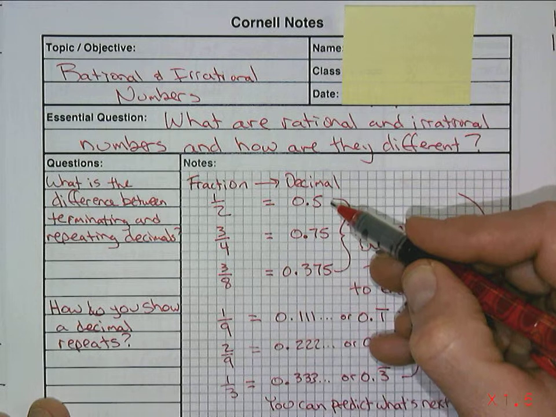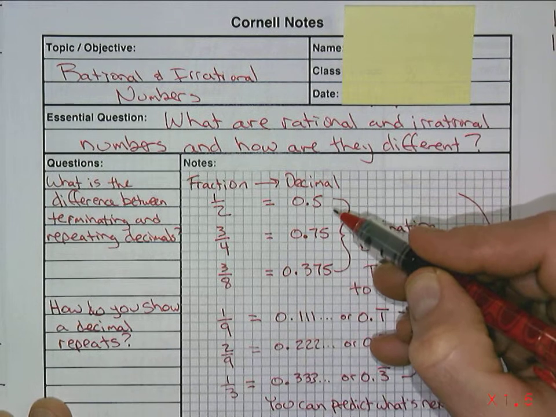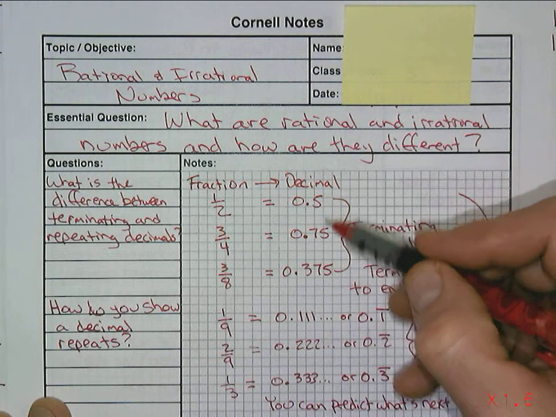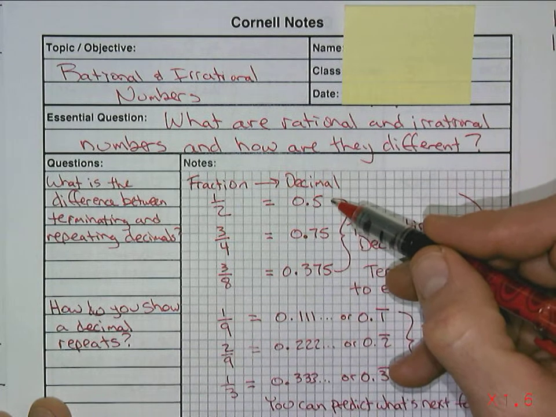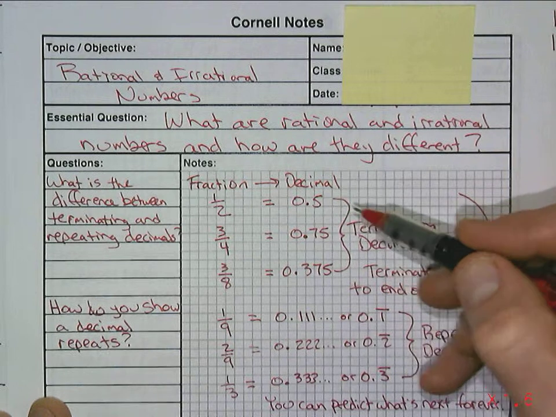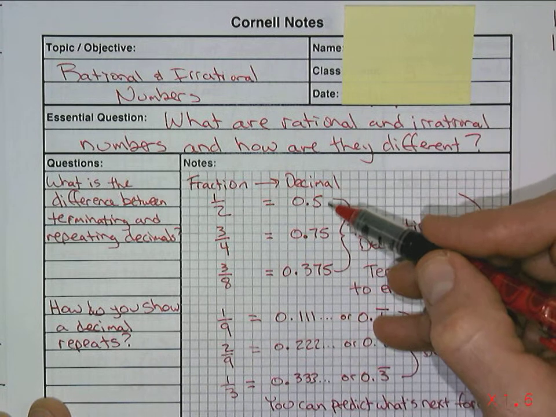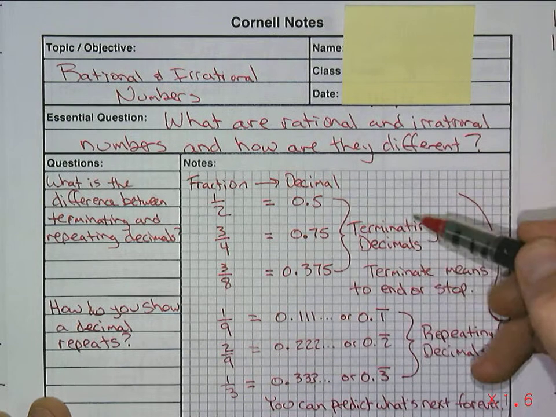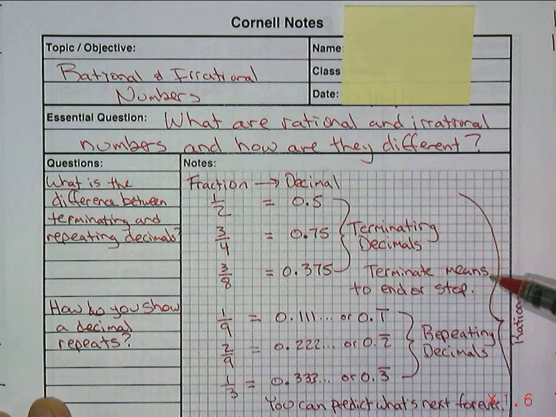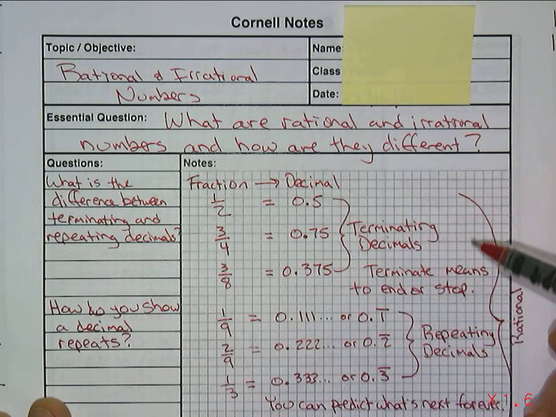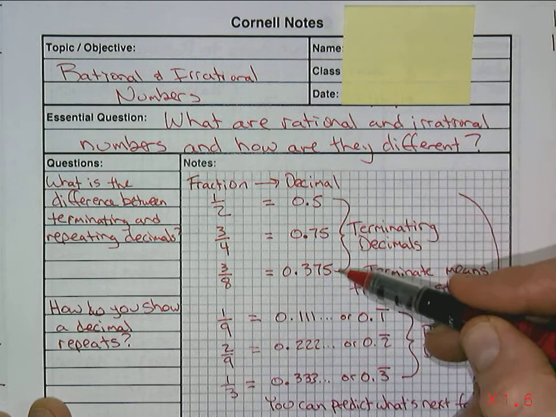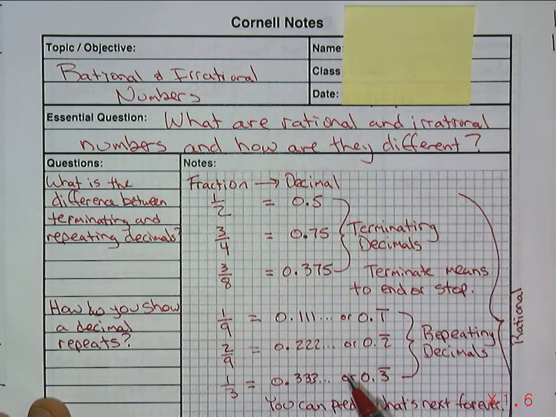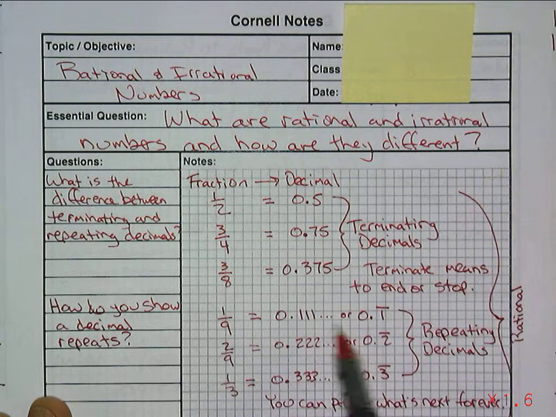It might be a precision 0 in terms of a measurement if we were using a tool, but for the most part, these decimals simply end. Even if we put a 0 behind the 5, the 0 doesn't add any value. So we can take a fraction and convert it into a terminating decimal. Terminate just means to end or stop. It's the end point. These decimals simply end.